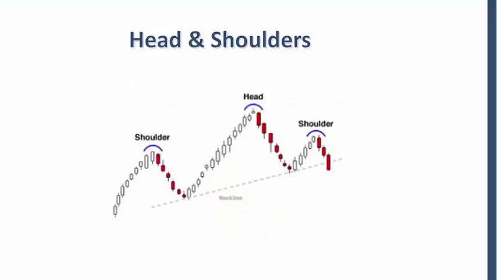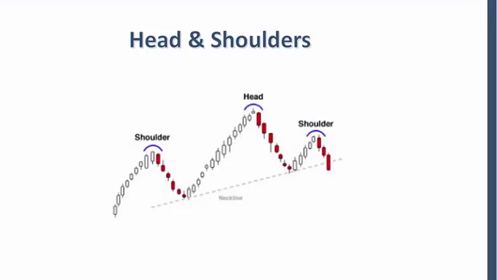A head and shoulders reversal pattern forms after an uptrend, and its completion marks a trend reversal. The pattern contains three successive peaks, with the middle peak, which is the head, being the highest, and the two outside peaks forming the shoulders. These shoulders are lower than the head, and they're roughly equal in size. The reaction lows of each peak can be connected to form the support, or what we call a neckline.